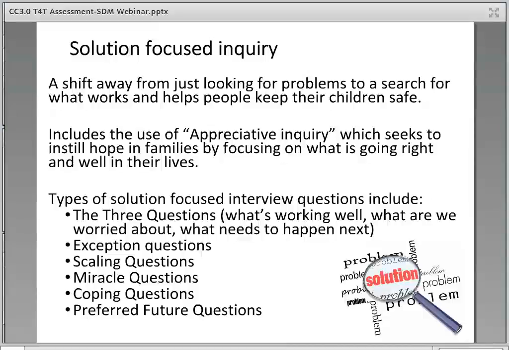This approach also includes the use of appreciative inquiry, which is the opposite of problem solving, and it seeks to instill hope in families by focusing on what is going right and well in their lives. What we pay attention to grows, and by paying attention to what's working instead of solely on what's not working, social workers can contribute to positive change in individuals, groups, and organizations. Appreciative inquiry involves a collaborative exploration into the best of people, their relationships, and the world around them.